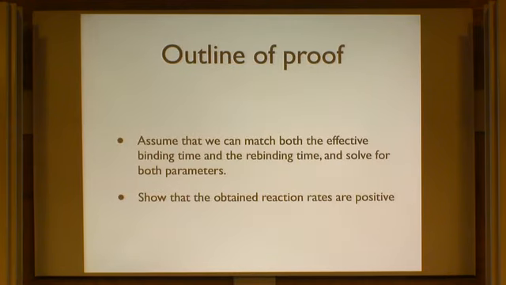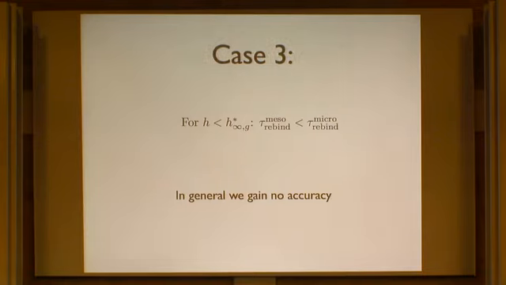So the proof is really just, we're assuming that we can match both of these, and then we solve for both parameters. And once we've done that, we just have to verify that the parameters are actually well defined, that the reaction rates are positive and the R satisfies that inequality. And it turns out that it does. So we actually got an analytical expression for this.